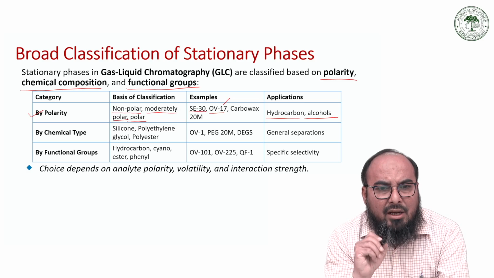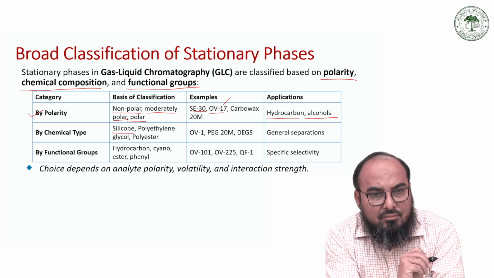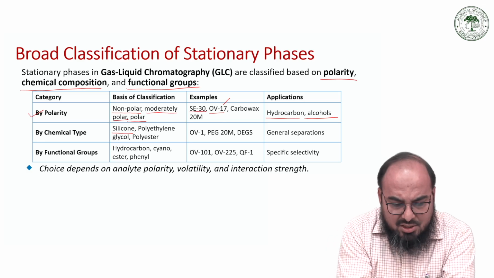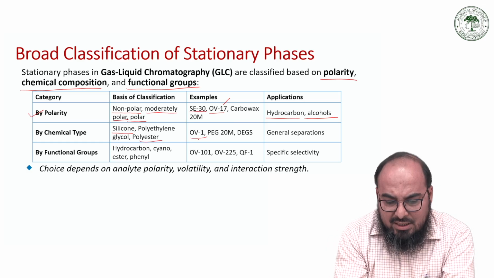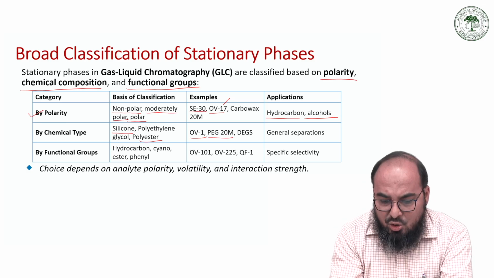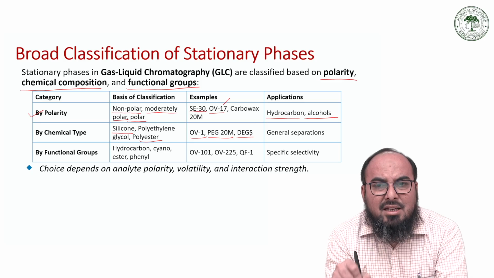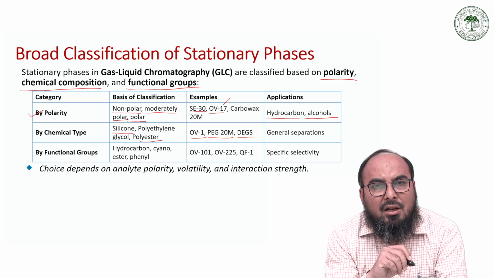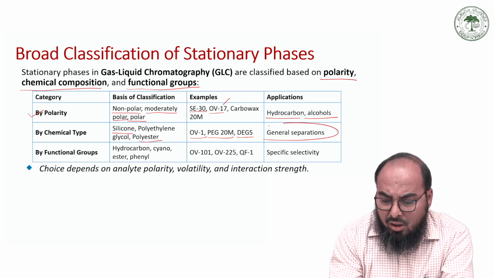Similarly, by chemical type, for example silicone, polyethylene glycol, again polar, polyester, again polar. So these examples, OV1 and others, are the trade names. You have PEG, that is polyethylene glycol. You have the DEGS, that is the succinate derivative of diethylene glycol, and this is actually good for all the general separation.